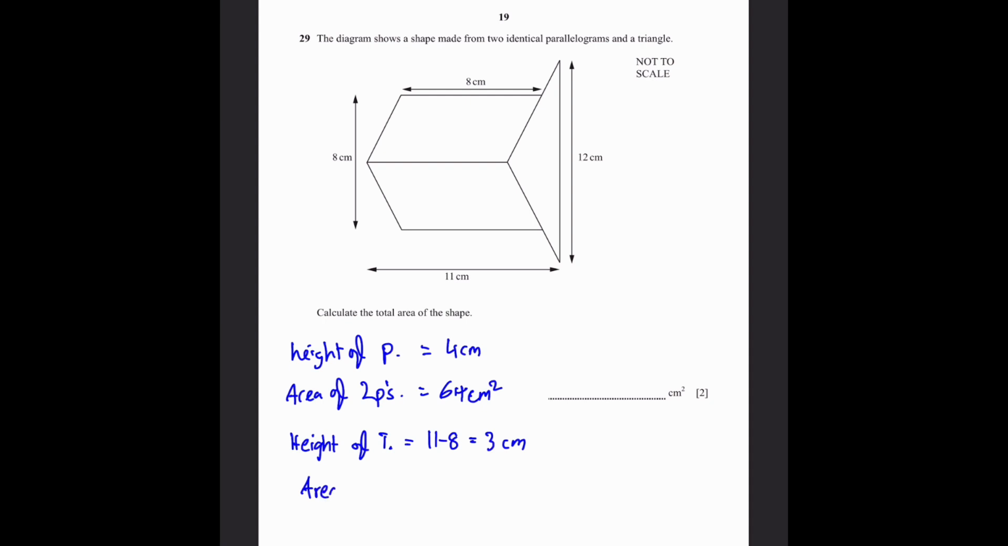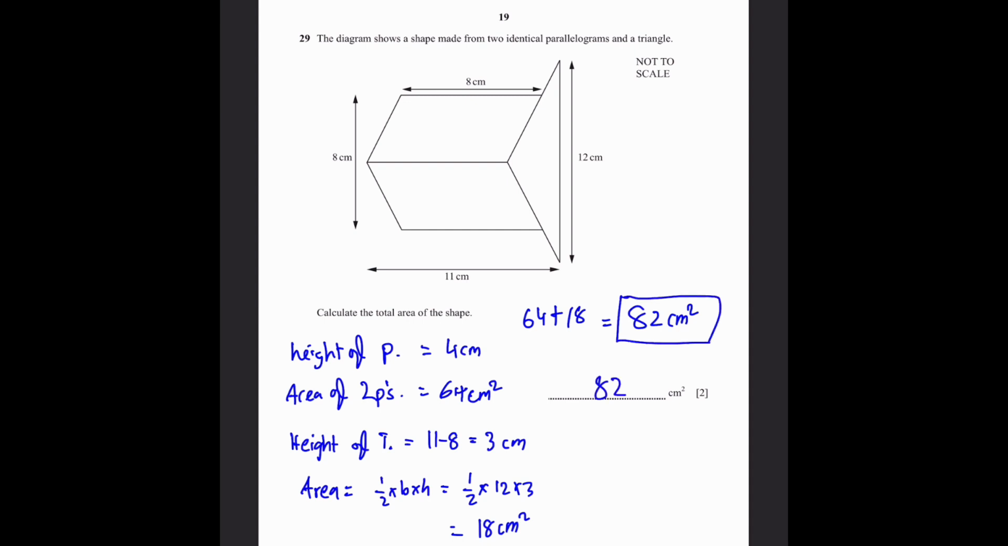And the area will be half into base into height, which is equal to half into 12 into 3, because 12 is the base and 3 is the height here. That's equal to 18 centimeters squared. 64 plus 18 is equal to 82 centimeters squared. And this is the answer because there's no other shape involved in this.